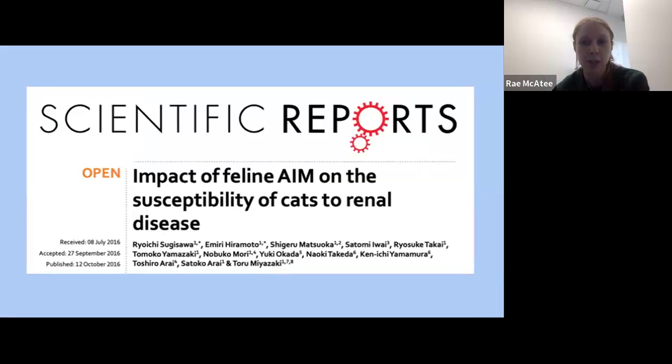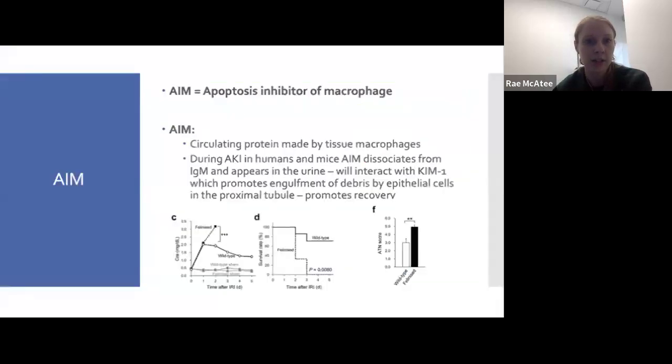So we're just going to take a minute to kind of touch on this paper from 2016, Impact of Feline AIM on the Susceptibility of Cats to Renal Disease, just because I needed more information to kind of understand why do we care about this.